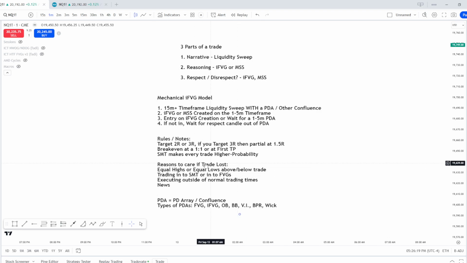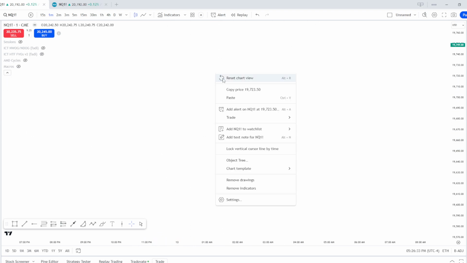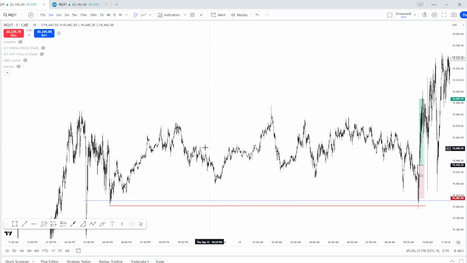But if it's any of these reasons or news, these are things that you can note down for when you start trading this model yourself. So now that I went over all of this, the 3 parts of the trade, how to actually trade the model, now we can go into some actual examples. So got this one right here.